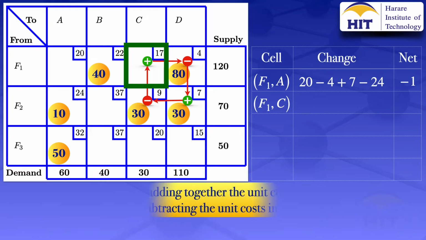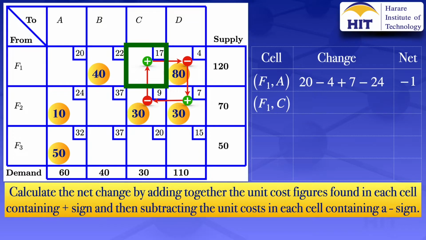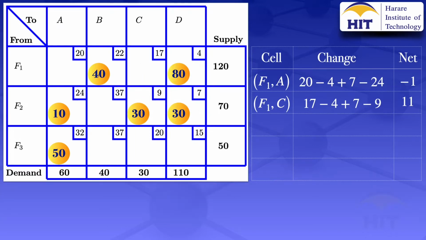We then go on and calculate the net change by adding together the unit cost figures found in each cell with a positive sign, then subtracting the unit costs in each cell containing a negative sign. So in this case, we would have 17 minus 4 plus 7 minus 9. We are looking at the cost there. So the change is 17 minus 4 plus 7 minus 9, which will give us a net change of 11. We now move on to the next unoccupied cell. We are now here.